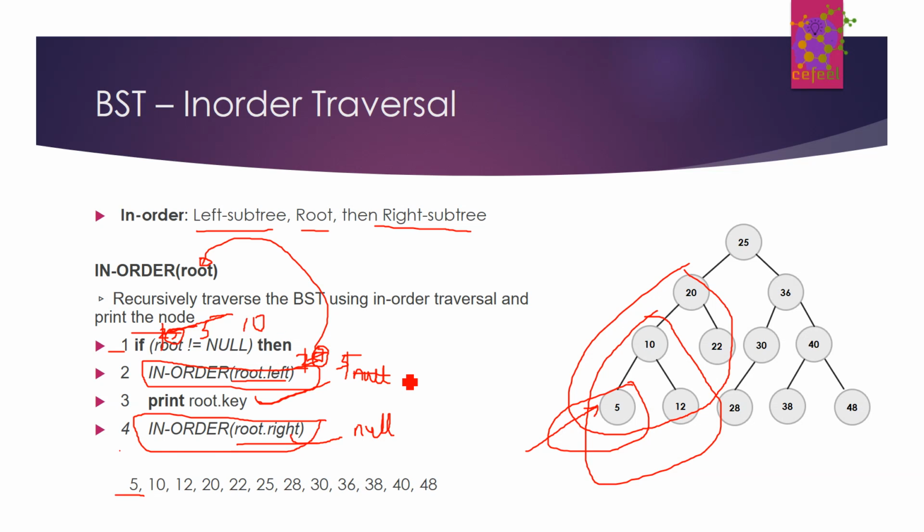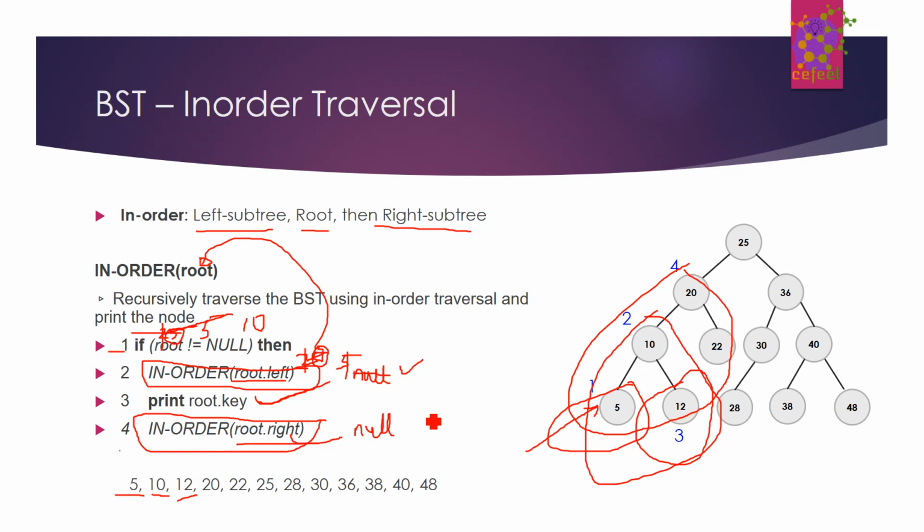So in this case it has completed this part, and then it will go ahead to step 3, which is root.key. It will print, which means it will print 10 next. So this is how it is, 1 and 2, and then it will call the in-order call on its right subtree, which is 12. So this will result in 12 getting printed. So 12 will get printed at 13, and this will again return back to 10 because both left and right subtrees are traversed.